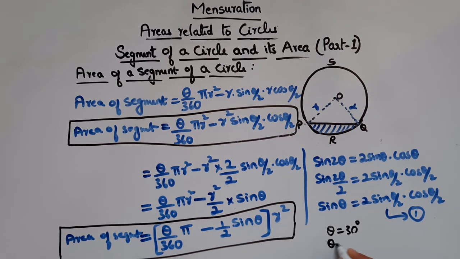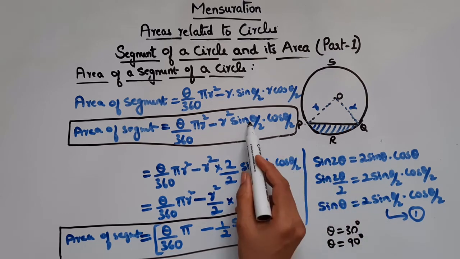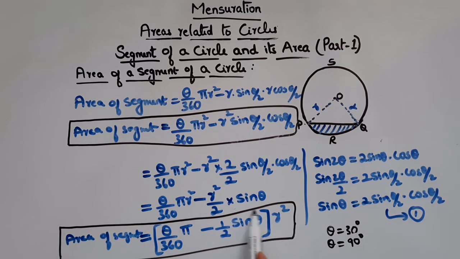So now when the angle theta is equal to 90 degree, in that case you can choose any of the formulas, because 90 by 2 is 45, we know the value of sine 45. Here sine 90, we know the value of sine 90. So you can choose any of the formulas. So I hope this is clear. So this formula is for finding the area of the minor segment.